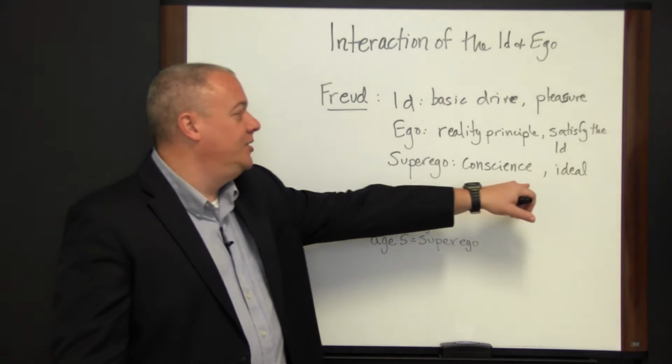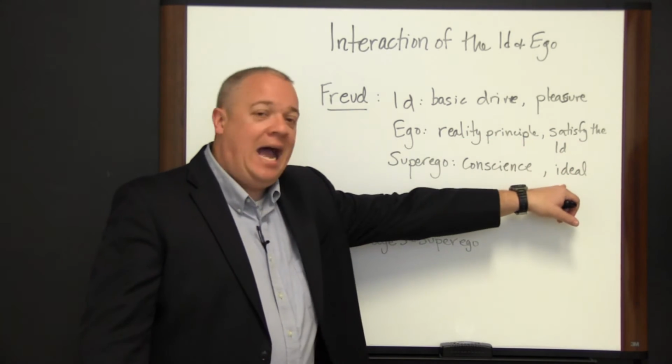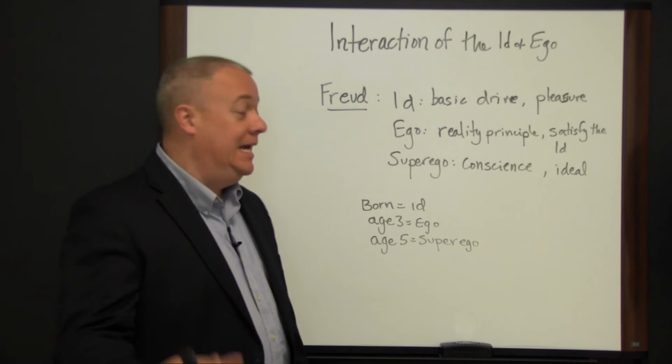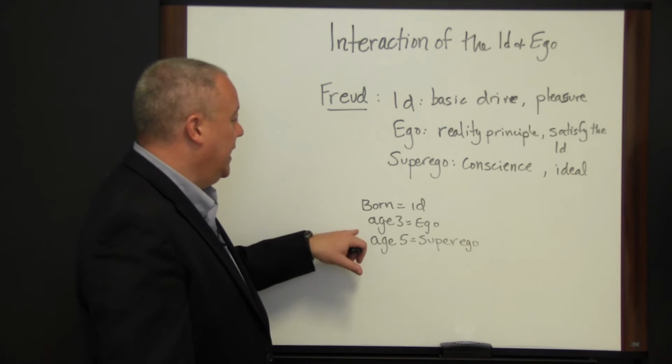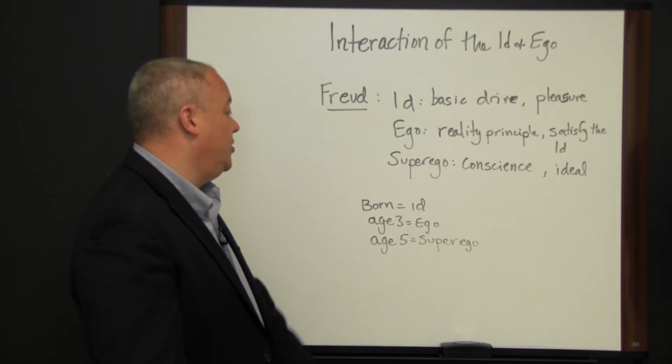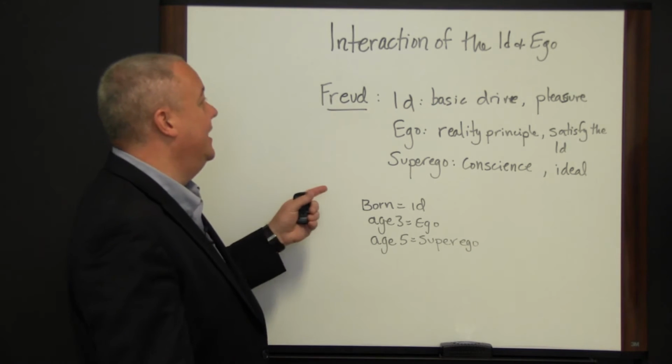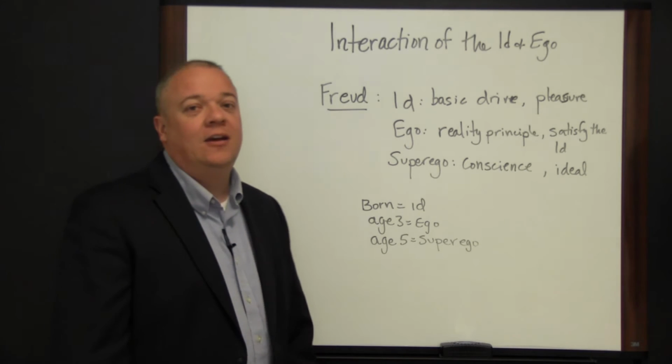And the superego is the conscience and deals not with the real, but with the ideal, the way things ought to be as it is informed by the current culture and society. Born with the id, age 3, the ego starts to develop. Age 5, the superego starts to develop, unless there are hindrances to that development. This is Freud's theory, then, of the interaction of the id and the ego.